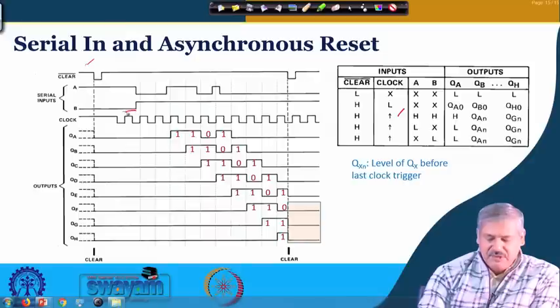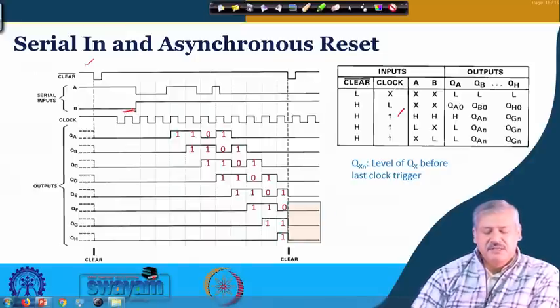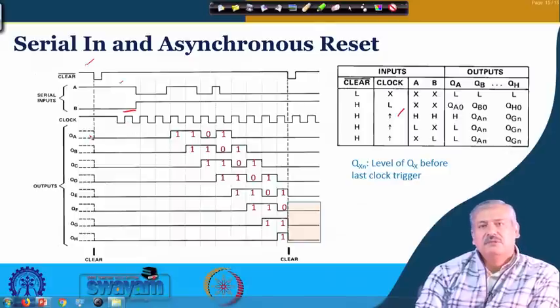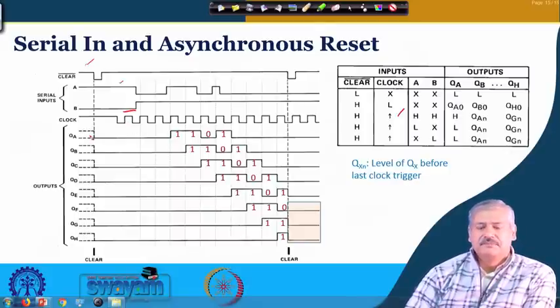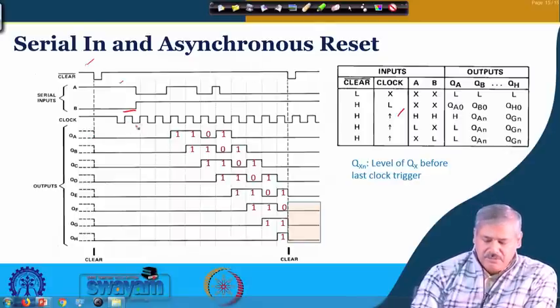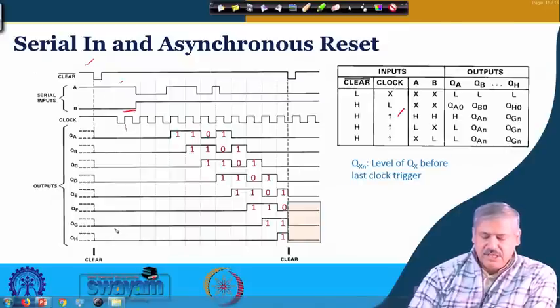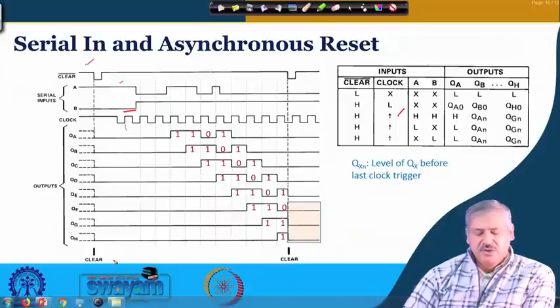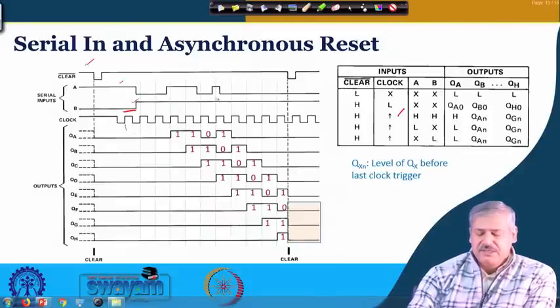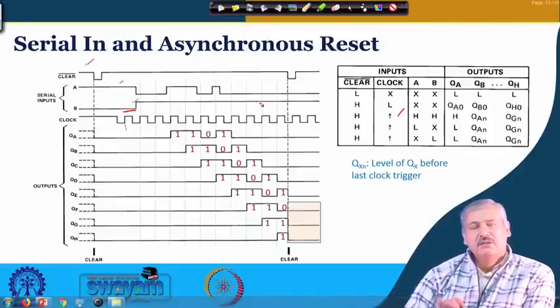But as long as B is 0, we consider B as the control input, then even if A is high, that is not getting transferred to the output. At this positive edge, whatever is the value, it will remain the same, so there is no change. When B becomes high, the control input becomes high, then whatever is the change in A can go to the flip flops serially, one after another.